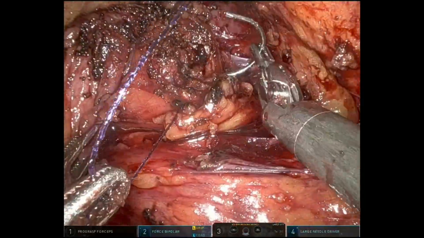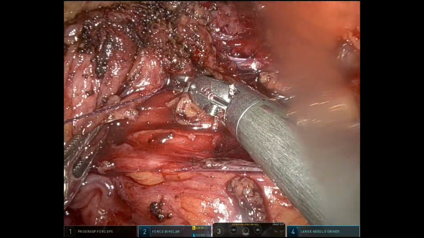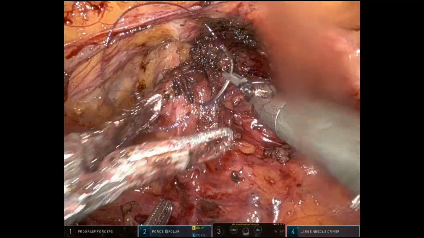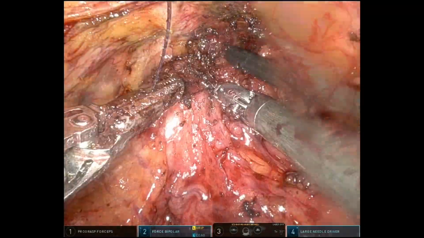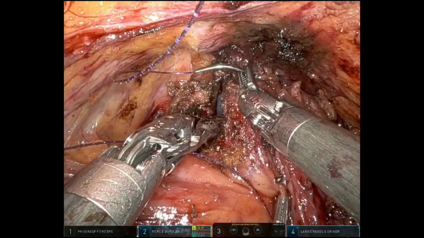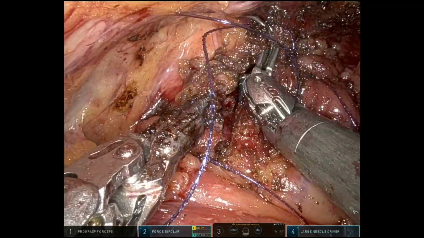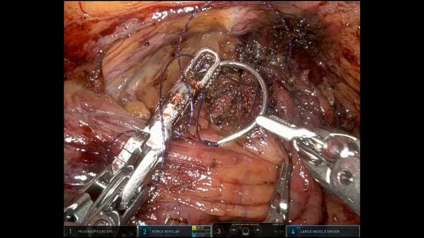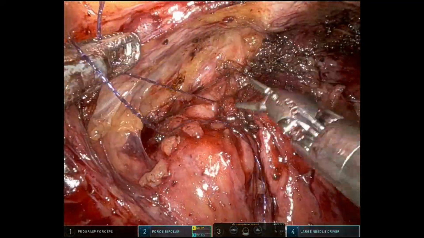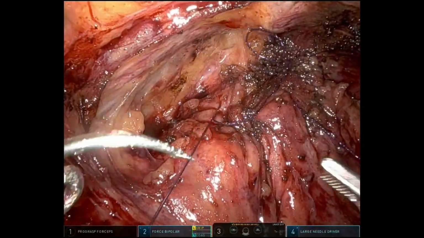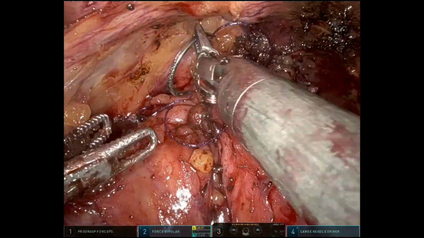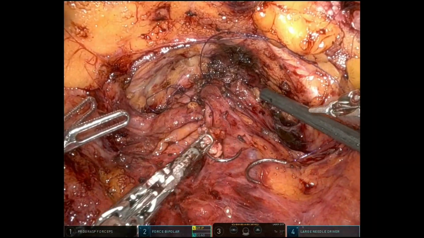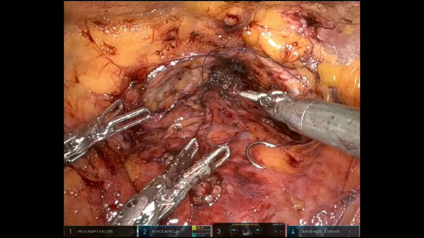Here you can see the continuous closure of the double layer. Having completed the right side closure, we repeat the same 3-0 V-Loc running suture on the left side in a double layer fashion. We test our anastomosis with 250 cc of sterile normal saline. This completes our bladder neck reconstruction.